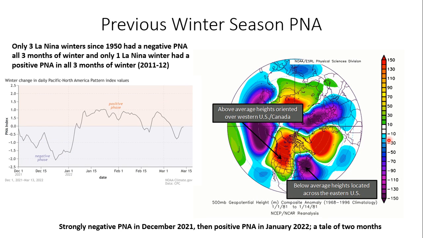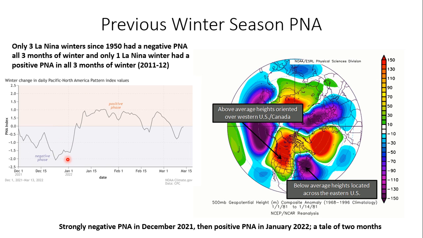Here is the last winter's PNA. Let me start with last winter first. We did have a strongly negative PNA in December of 2021. And as a result, what happened in 2021 in December? Look how strongly negative it was. See how much more amplified that is in a negative phase?